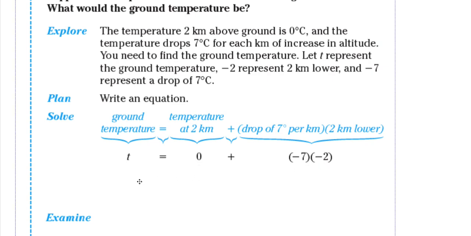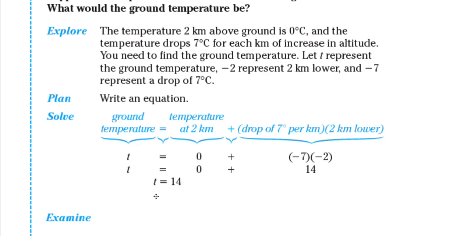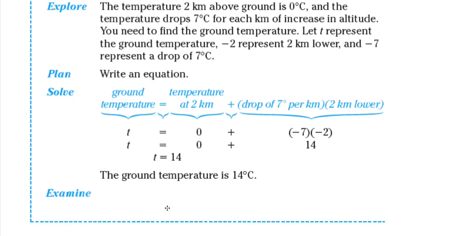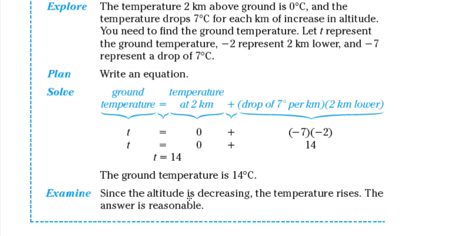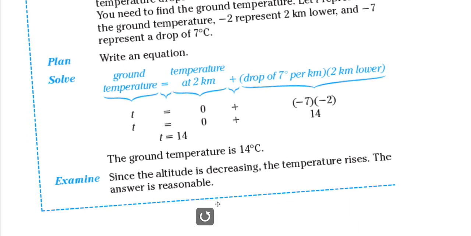Now the equation simply goes something like this: T equals 0 plus 14, because a negative times a negative will give you a positive. So simply put, T is equal to 14. Okay? The ground temperature is 14 degrees Celsius. And if we try to check our answer, since the altitude is decreasing, the temperature rises, so the answer is reasonable. Okay? Let's take a look at the next example.